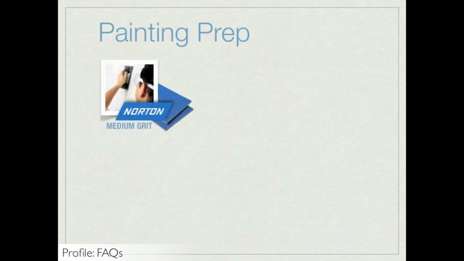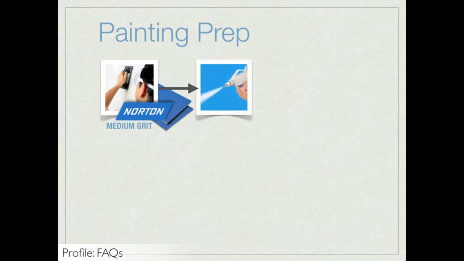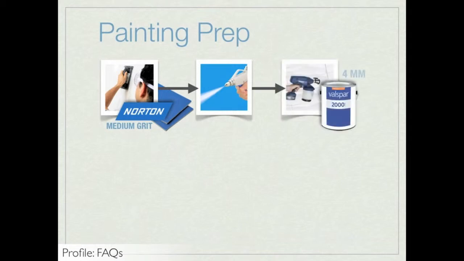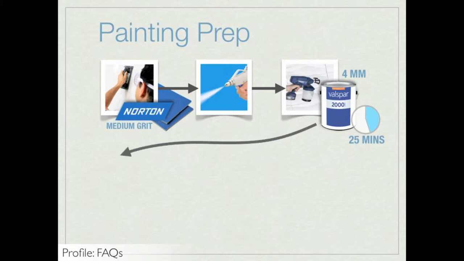First, sand the MDF using Norton Contour Sponge Medium Grit. Then dust the surface using an air blower. Then apply Valspar white vinyl up to 4 mm using an airless sprayer and allow it to dry for 25 minutes. After it's dry, the process is repeated.